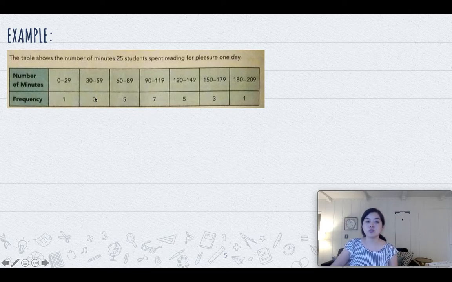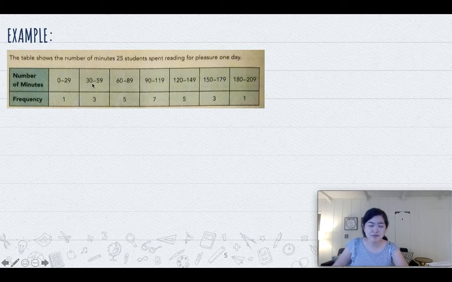And notice here it's different than a dot plot, right? Because a dot plot gives you an exact number of minutes, but here they give you an interval. And notice these intervals do not overlap. It's continuous. This is 0 to 29, then 30 to 59, 60 to 89, 90 to 119, 120 to 149, 150 to 179, 180 to 209. So it's between 0 all the way to 209, continuous, without any break, right?